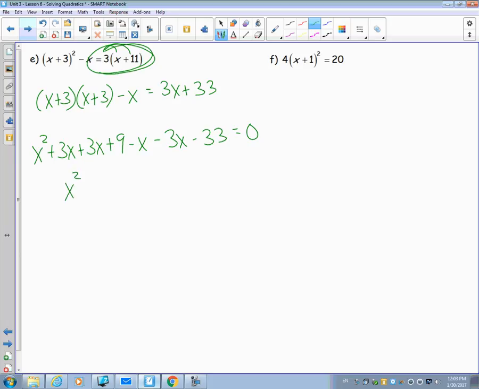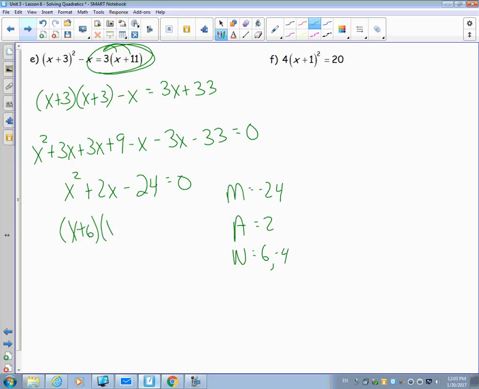If we collect, we'll get 3x plus 3x, which is 6, 6 minus 4 is 2x's, and 9 minus 33 is minus 24. It looks like a trinomial. Can we factor this thing now that it's in the right order and equal to 0? Can we multiply to negative 24 and add to 2? Sure, 6 and negative 4. So (x plus 6)(x minus 4), that's factored, that's solved. Solutions are negative 6 and positive 4.